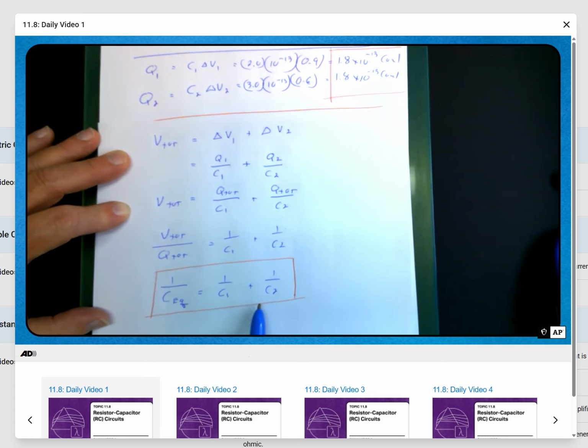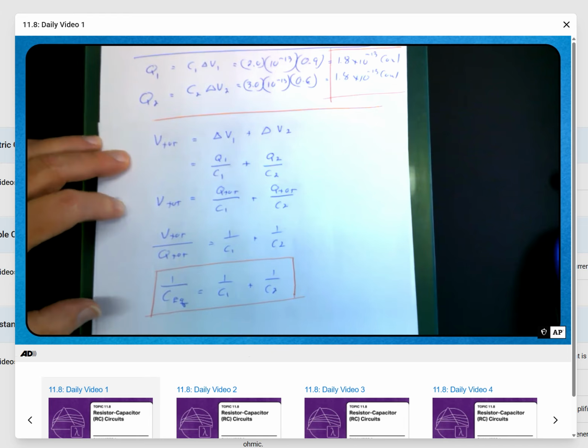But also you can realize that whatever the value of your smallest capacitor is, the equivalent capacitance is going to be less than that. So that's how you add capacitors up in series in your circuit.